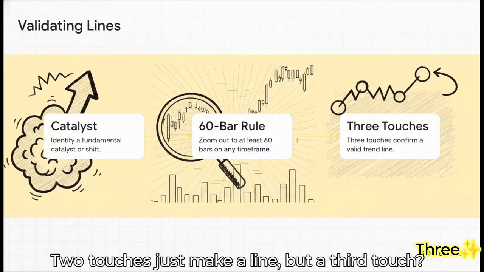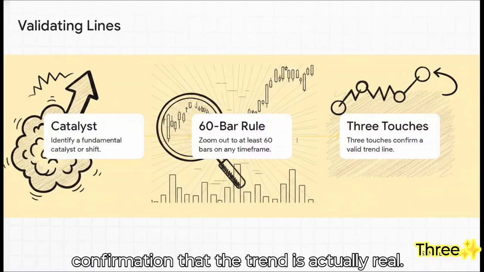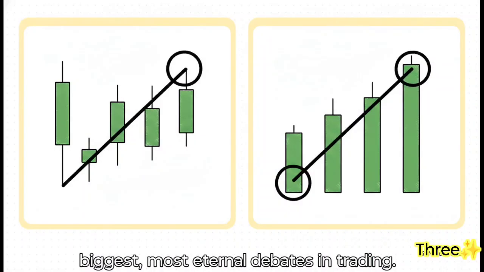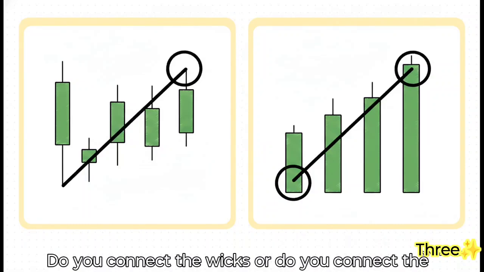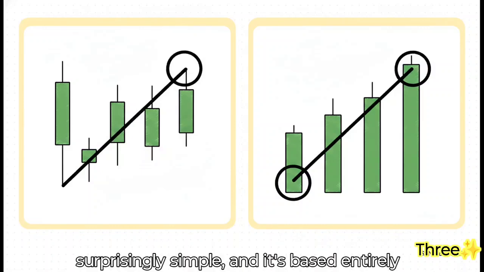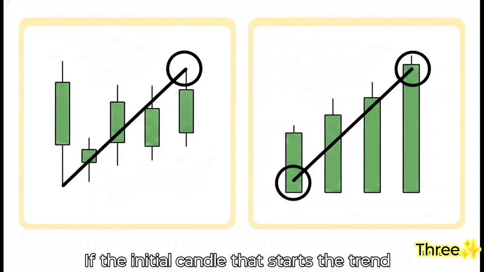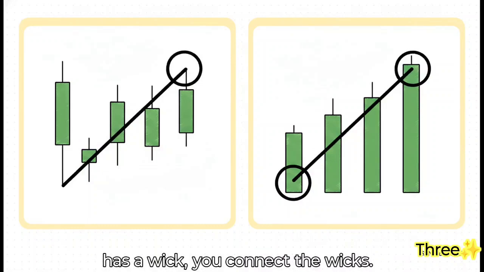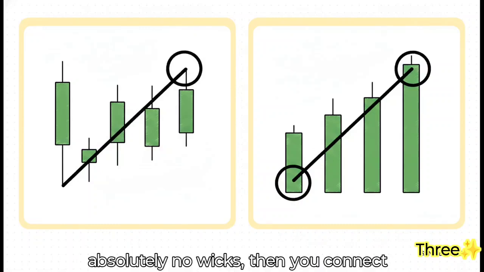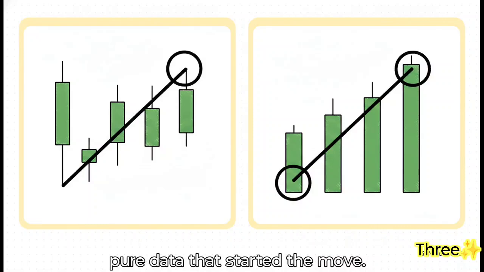2 touches just make a line, but a 3rd touch, actually scratch that, it's not just a 3rd touch, it's a hard confirmation that the trend is actually real. And hey, this simple rule answers one of the biggest, most eternal debates in trading. Do you connect the wicks or do you connect the bodies of the candles? Well, the proprietary firm rule of thumb is surprisingly simple, and it's based entirely on that very first catalyst candle. If the initial candle that starts the trend has a wick, you connect the wicks. Simple as that. But if that first candle has a flat body with absolutely no wicks, then you connect the bodies. It completely grounds your expectations in the pure data that started the move.